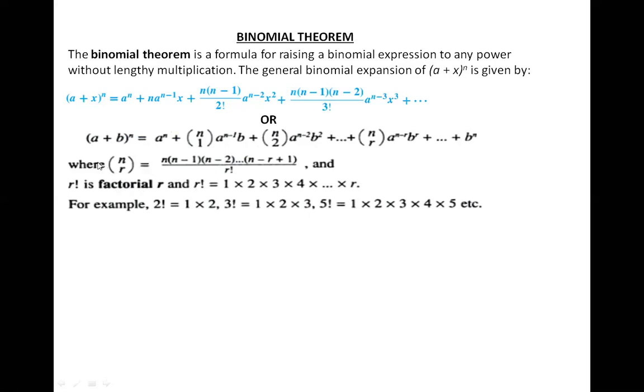And then when you've been told to find n choose 1, this one is read as n choose 1. So when you've been told to find this, it just simply means this, I'll explain. r factorial is just 1 times 2 times 3 up to r. For instance, 2 factorial is just 1 times 2. 3 factorial is just 1 times 2 times 3, that's all. Then 5 factorial is just 1 times 2 times 3 times 4 times 5. So I've explained this.